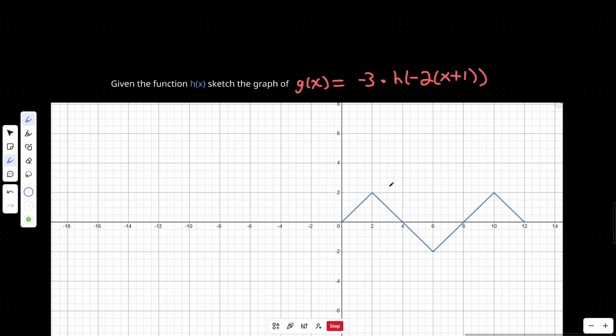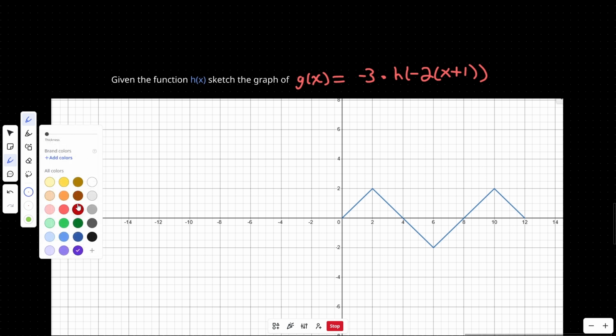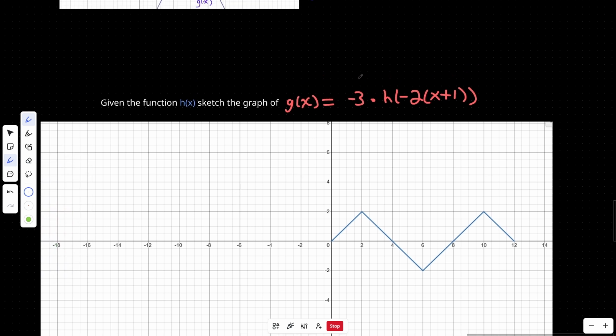So this next question asks, given the function h of x, sketch the graph of g of x equal to whatever this is. Okay, so let's start by identifying the transformations here. So it seems like we're going to have a vertical reflection, we can write vertical reflection. And there's also a vertical stretch here. So we can write vertical stretch. And what else I'm seeing here is there's a horizontal reflection. So we can write horizontal reflection.